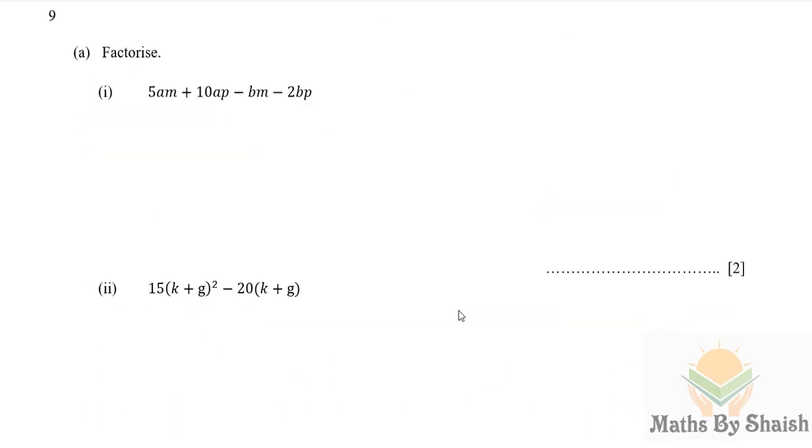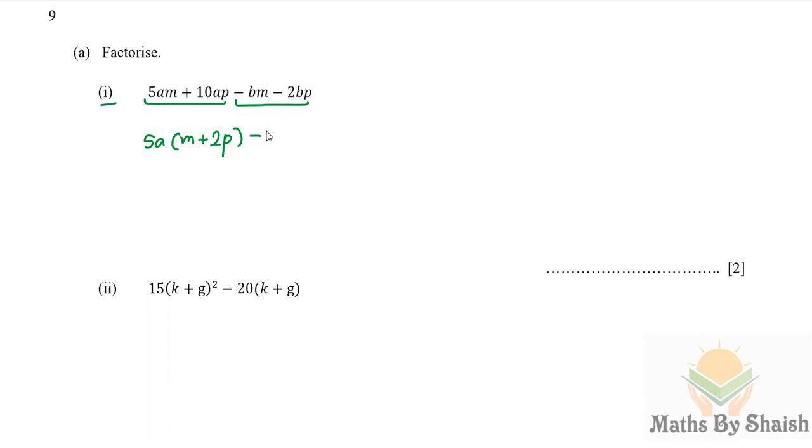And here is question number 9, A part. Factorize the first part: 5am plus 10ap minus bm minus 2bp. We need to factorize it. So we can see from the first two parts we have 5a common, and in the next two terms we can see minus b is common. So let's try it. From the first two, if I take 5a common, we get m here, and from here we get 2 times p, because we have taken 5 and a common, so we got p here.